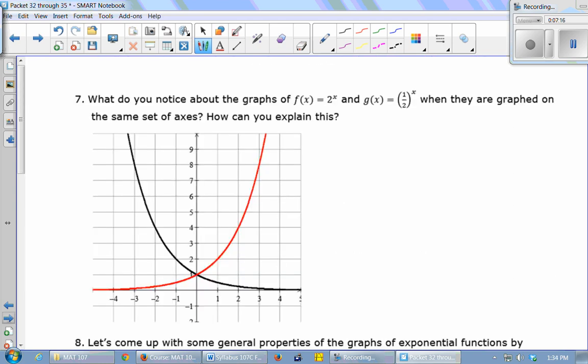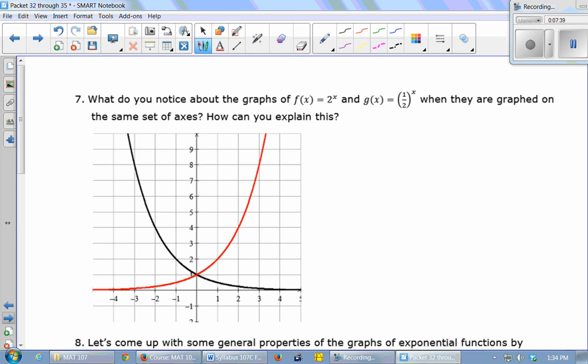All right, what do you notice about the graphs of 2 to the x and 1/2 to the x if I put them on the same set of axes? There's some symmetry. Yeah, why is one a reflection of the other over the y-axis? Reciprocal. It's not inverse because inverse are reflections over the line y equals x, not the y-axis.